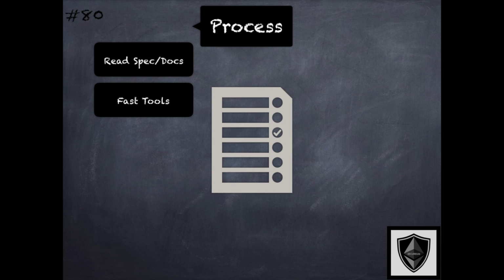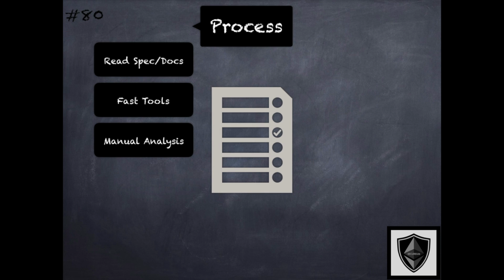Then run fast automated tools such as linters or static analyzers to investigate some of the common security pitfalls or missing smart contract best practices that we have discussed. The third step could be to manually analyze the code to understand the business logic aspects and detect vulnerabilities in it.